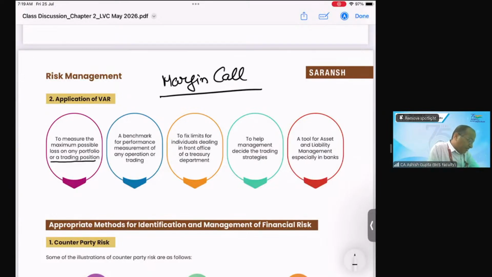Then the next use is as a benchmark for performance measurement of any operating or trading unit. Generally, we set a trading benchmark that your loss should not go below this, or we can also set that your value at risk should not be below it. We also use it as a benchmark.